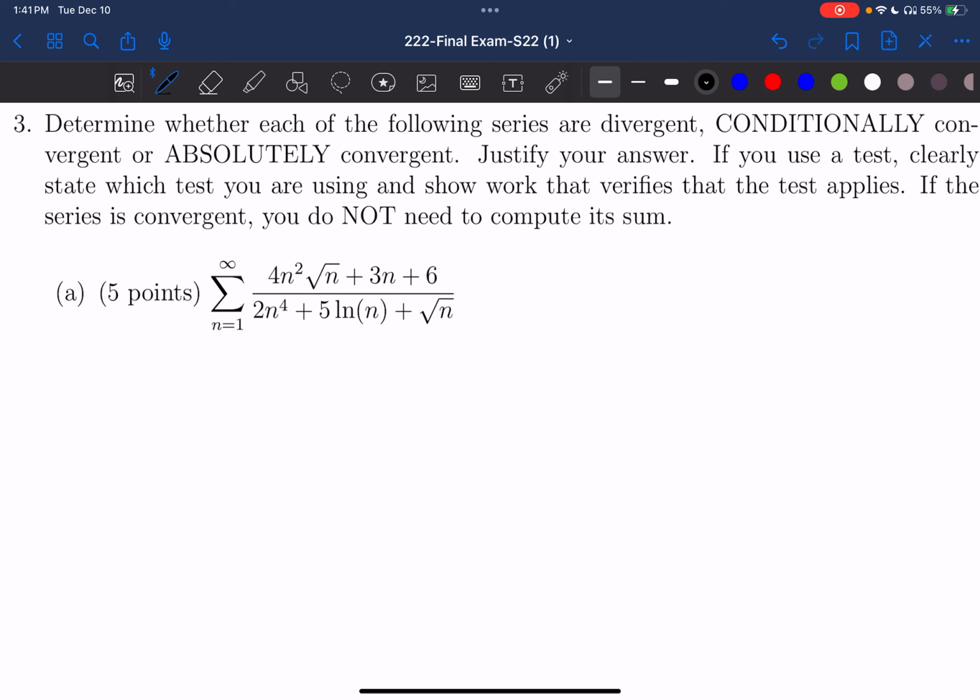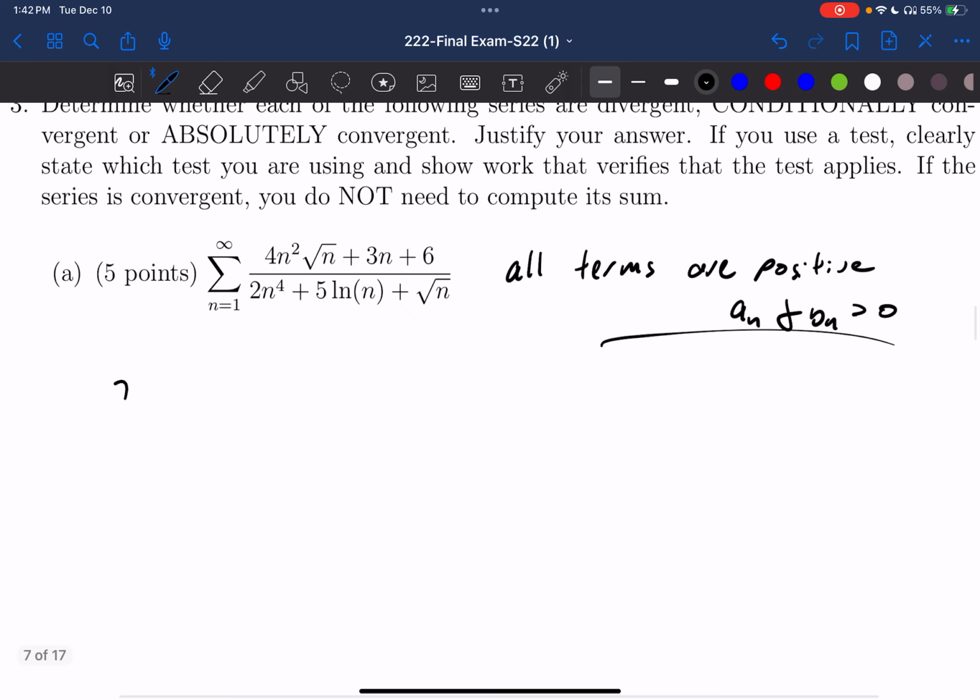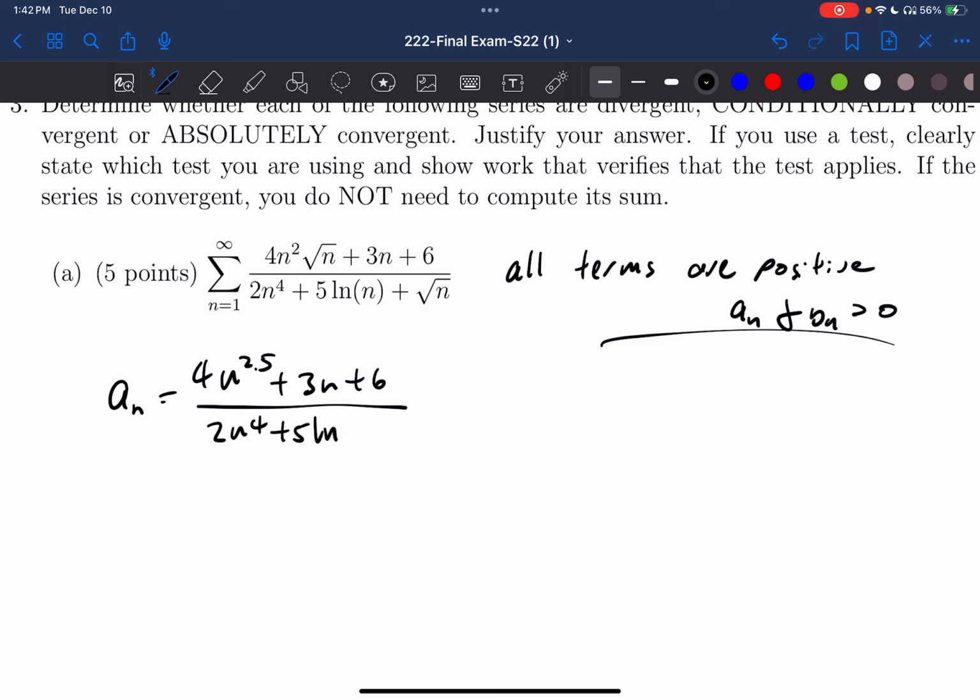So we have to say limit comparison, all terms are positive. A of n and b of n are greater than 0. Just saying all terms are positive. And our a of n term will be equal to 4. This is really weird, I don't know why they wrote it like this. n squared times n to the 1/2 power is going to be n to the 2.5 power, plus 3n plus 6, all over 2n to the fourth power plus 5 ln n plus square root of n.